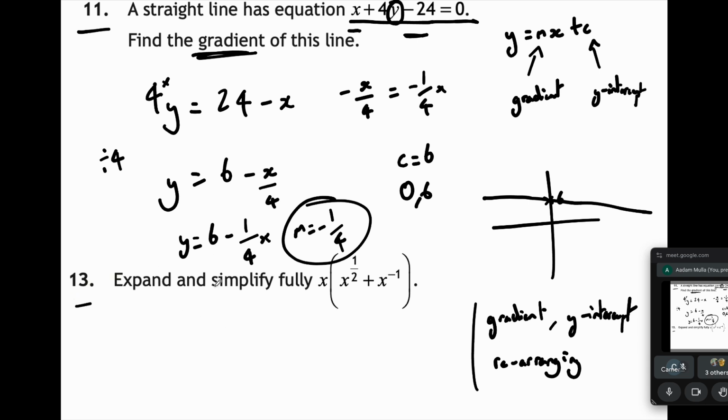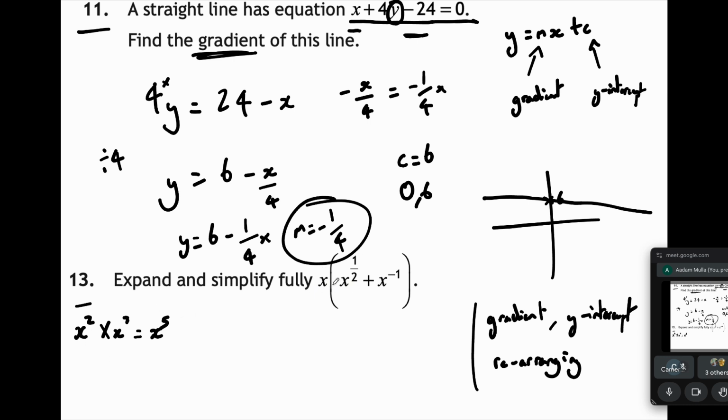Next question, I've got expand and simplify fully x on the outside multiplied by x to the power half plus x to the negative 1. Just give a simple example. If I have x squared times by x to the 3, I think everyone will probably be okay with this. Might say x to the 6, but remember, if we're multiplying and we have the same base, we just add these two together. So we have x to the 5.